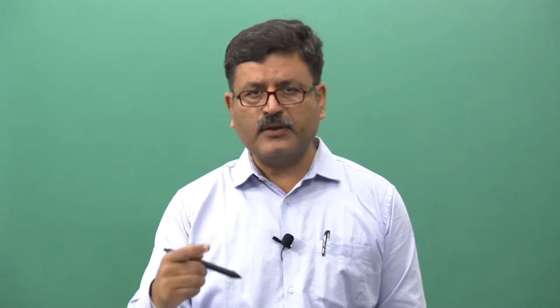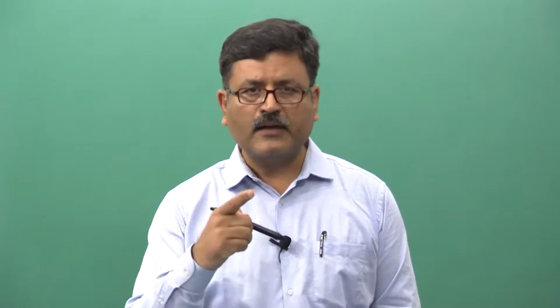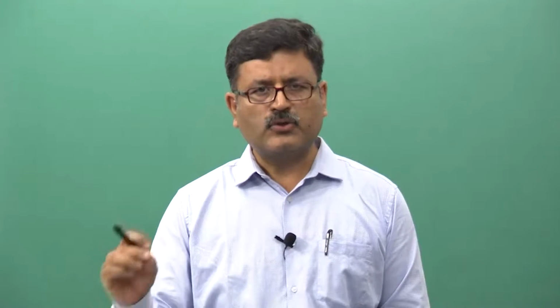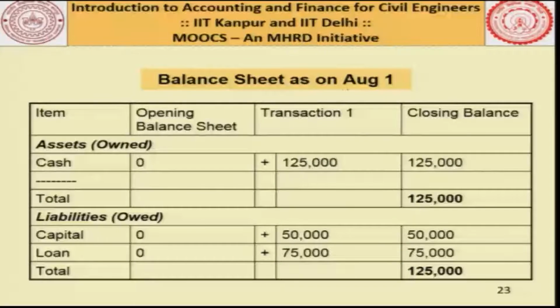Now, remember, we are doing the accounting for Mr. and Mrs. David Company, not for either Mr. David nor for Mrs. David. It is for Mr. and Mrs. David Company. So, what are the assets? Assets are cash. 50,000 contributed by Mr. David, 75,000 contributed by Mrs. David. So, total cash asset is 125,000. When it comes to liability, it is again 125,000. That is in the form of capital and loan from Mrs. David. So, this is how your balance sheet would look like as of August 1st.